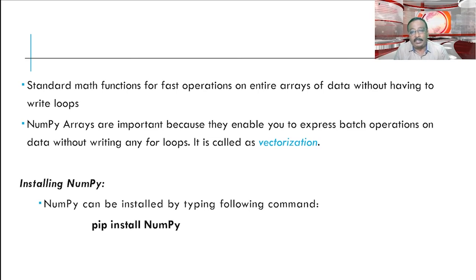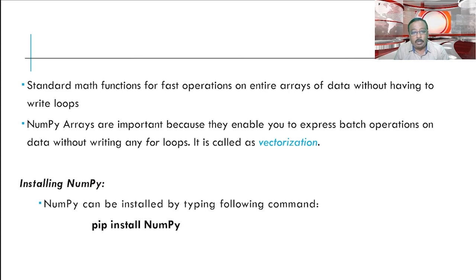The standard math functions allow fast operation on entire arrays of data without having to write loops. That is, in normal Python, we'll have to write loops and execute various functions. Here, you need not write loops. Similarly, NumPy arrays are most important because they enable you to express batch operations on data without writing any for loops. This is called vectorization.